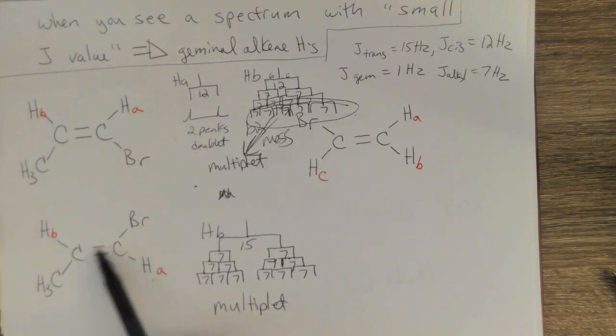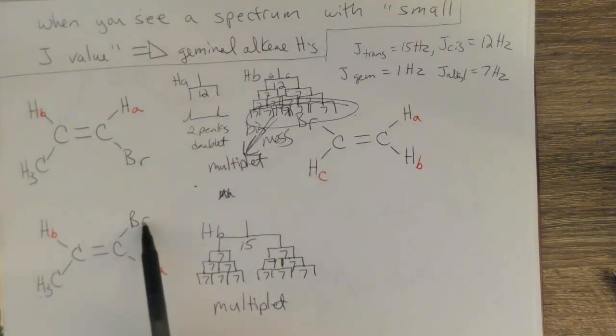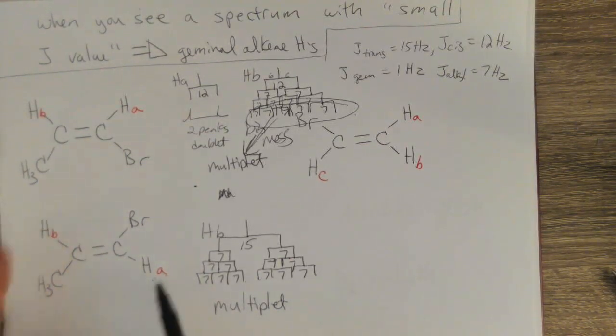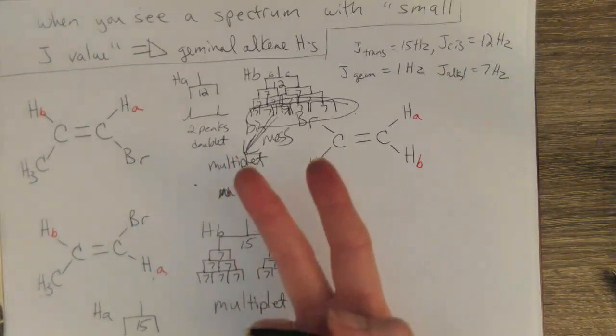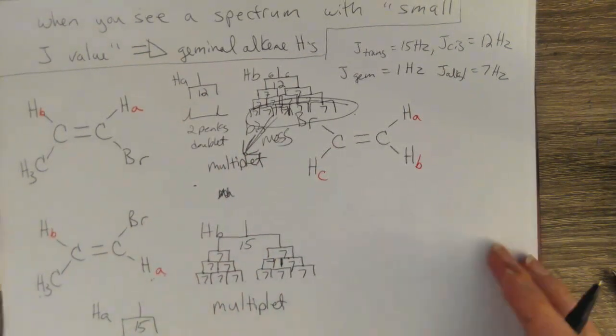What is HA going to look like? So let's see, 1, 2, 3, yay, we don't have to worry about those. There's no proton here. HA is going to be really easy because it's just split by HB. Okay, this would be an easy one on an exam. So we have the trans split, so that's just 15, okay? So that's going to be two peaks, that's going to be a doublet. The ratio of 1 to 1.